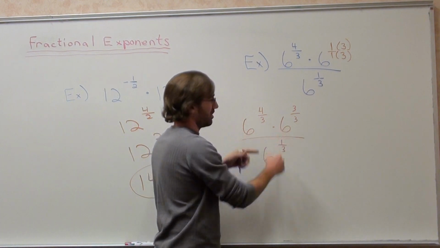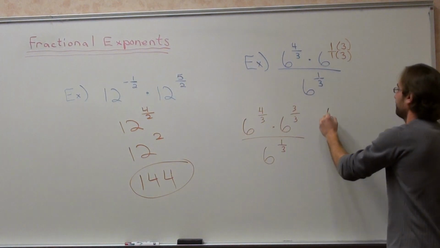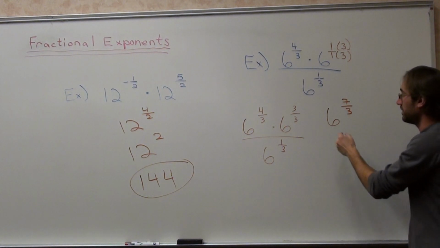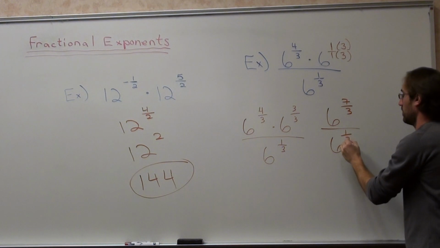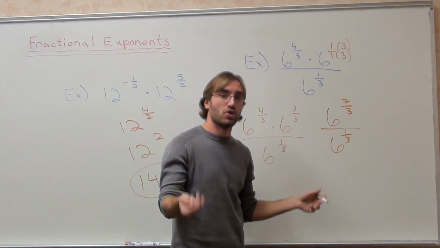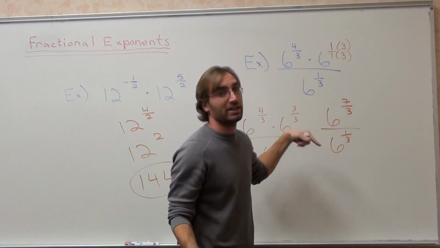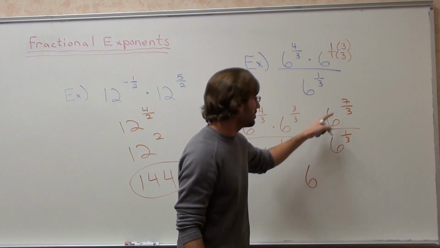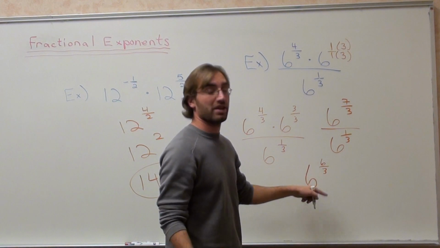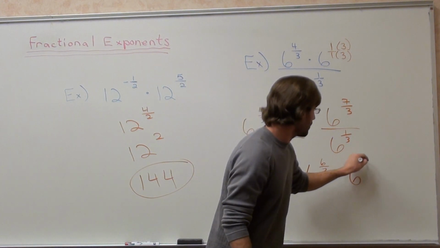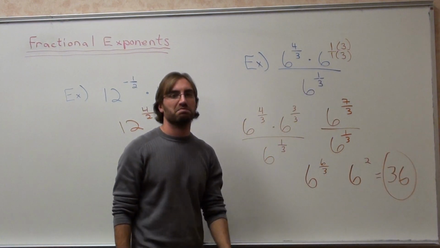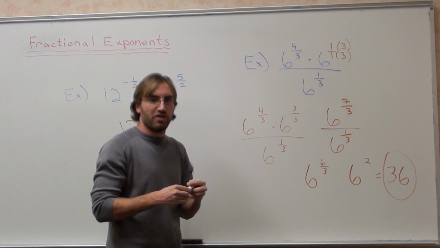So I add exponents when it looks like this. And I get 6 to the 7 over 3 over 6 to the 1/3. Now, when it's division and the bases are the same, I just subtract the exponents. So it's 7/3 subtracted 1/3. That's 6 to the 6/3. 6 divided by 3 is 2. So 6 squared is just 36. And that's really closing off fractional exponents.